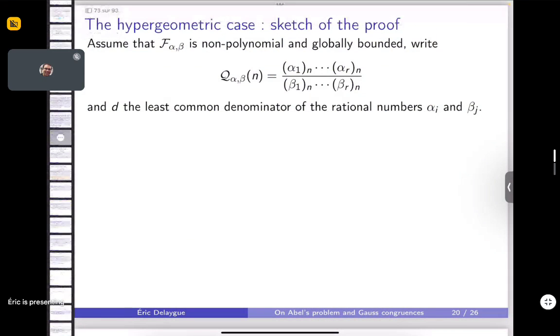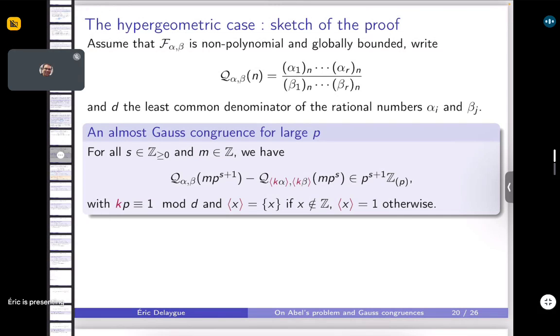So we just focus now on this hypergeometric criterion first, and then I will give a sketch of proof of the general criterion, the arithmetic one. So I start with the hypergeometric function, which is non-polynomial and globally bounded. So I write the sequence of its coefficients like this, okay? And I let D be the least common denominator of the rational numbers alpha and beta.